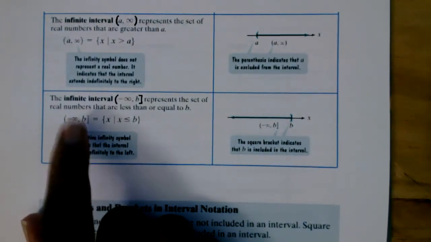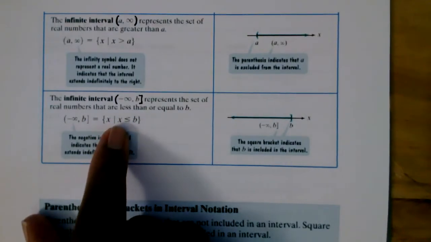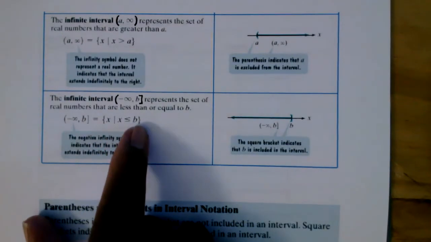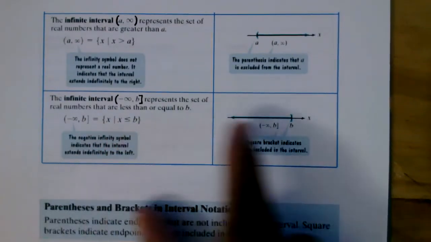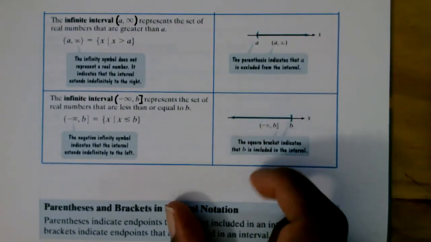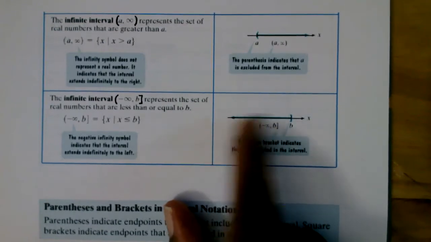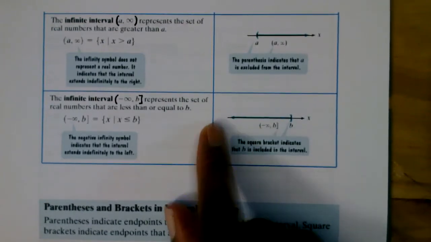Okay. But for this right here, negative infinity to B, this means in set builder notation, the set of all x such that x is less than or equal to B. And here's the graph for that. A right bracket is placed at B, and we shade to the left indefinitely.